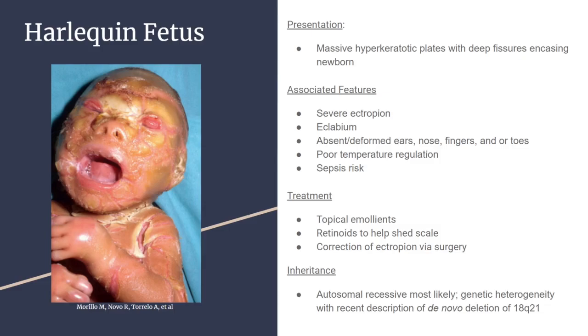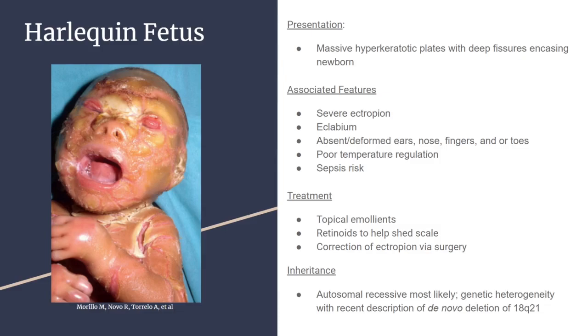All right, moving on. Now here we have a cornification disease that has a more severe presentation, and it's called Harlequin fetus. You have massive, diffuse hyperkeratotic plates, deep fissuring. It's all across, starts at birth on a newborn. Severe ectropion, obviously evident, as you can see in that picture on your left. Eclabium. This deforms the nose, fingers, eyes, toes. You can't regulate your temperature at all. You have an increased risk of sepsis.